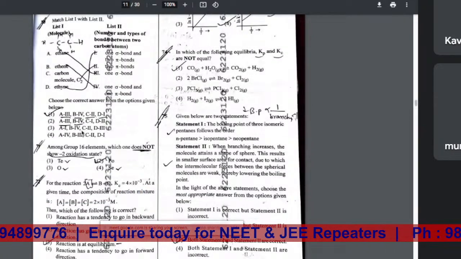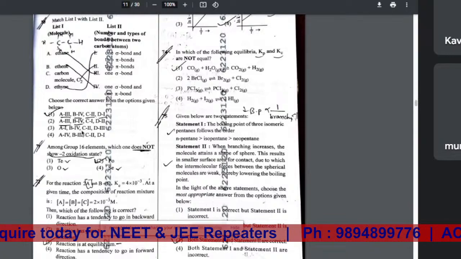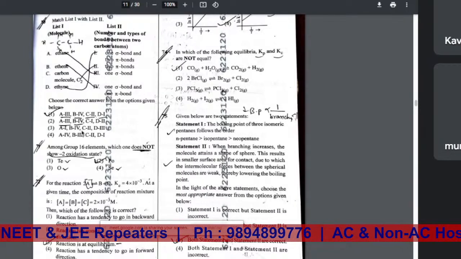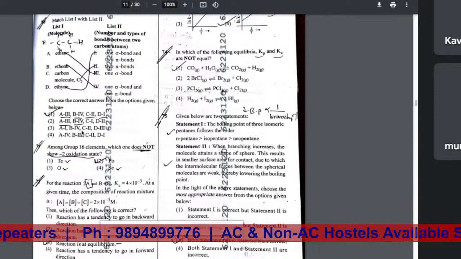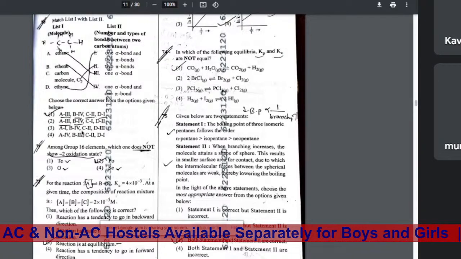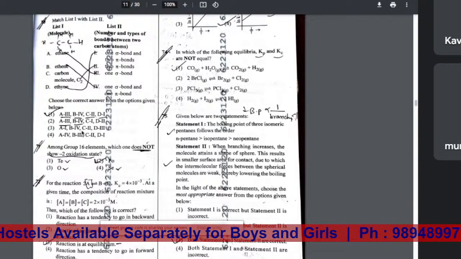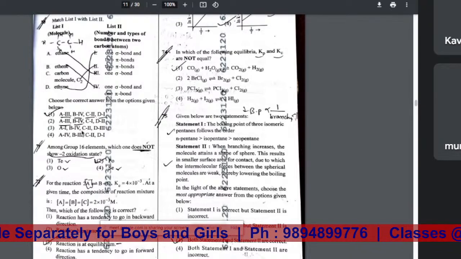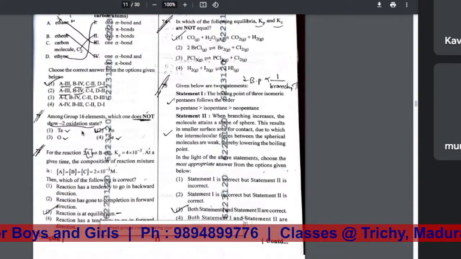Question number 71. Among group 16 elements, which one does not show -2 oxidation state? That is simply oxygen, selenium, tellurium, polonium. That is answer polonium. Down the group -2 oxidation state decreases. Why? Because metallic character increases. Okay. Now question number 72.